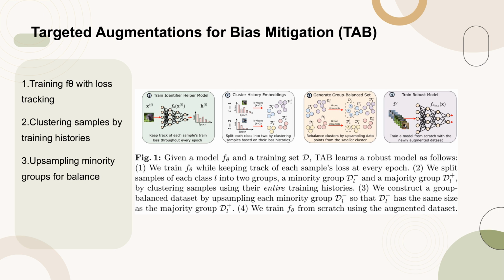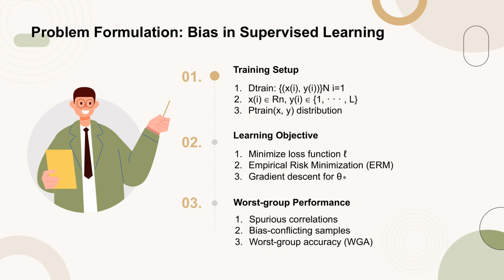In this paper, the authors study bias in supervised learning, specifically focusing on spurious correlations within the training data. They define a training set consisting of pairs of samples xi and labels yi, drawn from a distribution p_train(x, y). The goal is to learn the parameters theta of a deep neural network, DNN, f theta, that accurately maps each sample to its label. Traditionally, theta is learned by minimizing the expected value of a loss function, which is approximated using empirical risk minimization, ERM, and gradient descent. However, when spurious correlations exist, ERM can exploit these shortcuts, leading to unfair treatment of bias-conflicting samples. This issue is often hidden by population-level evaluation metrics. Therefore, the authors introduced the concept of worst group accuracy, WGA, to analyze model performance across all population subgroups, ensuring a more comprehensive evaluation.